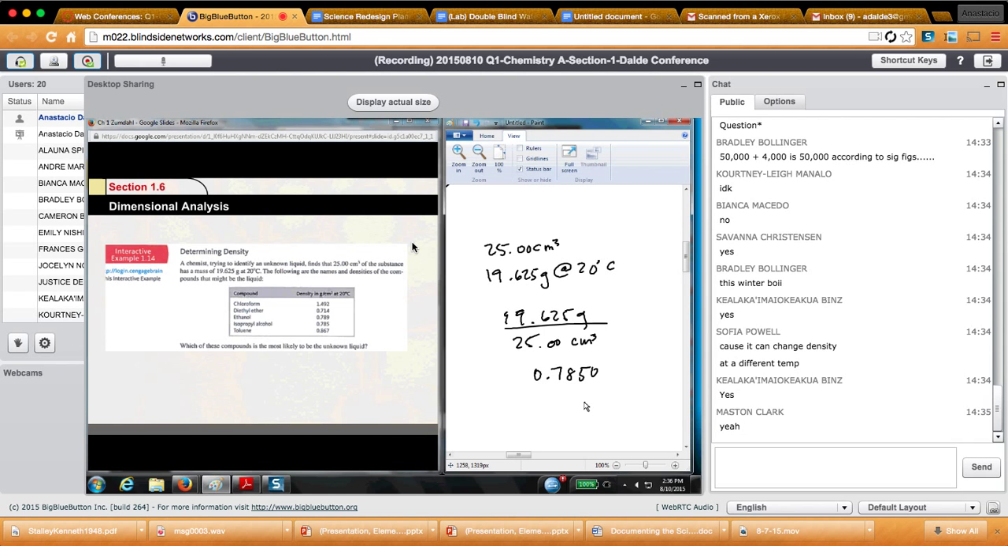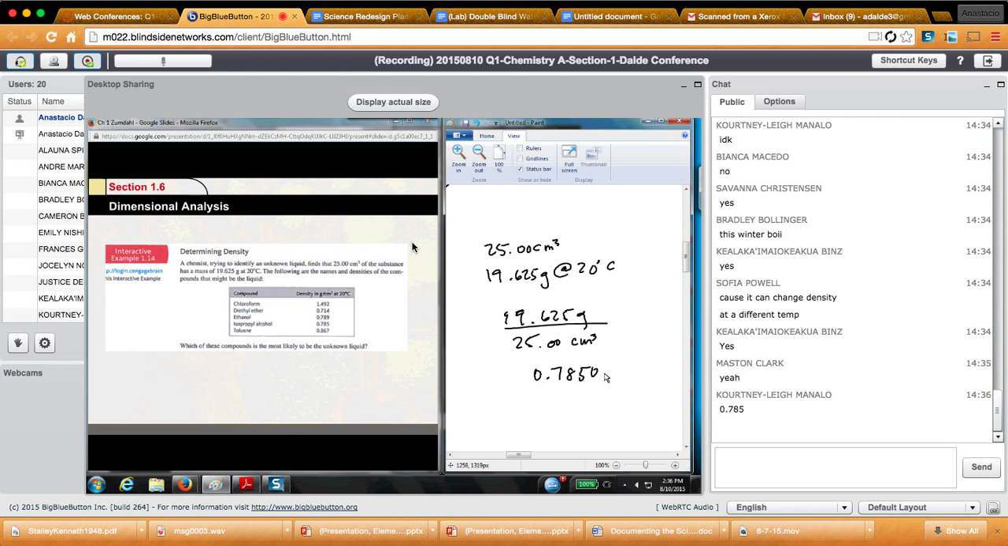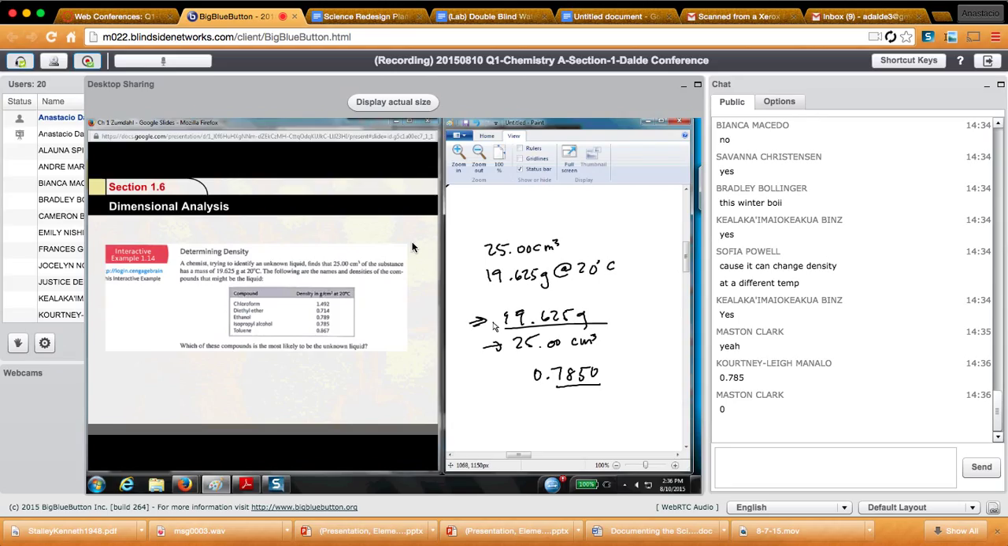0.7850. And I would write down exactly that, 0.7850, because there are 4 sig figs here and 5 sig figs here, so I would write down at least 4 sig figs. All right, 0.7850 means I must be dealing with isopropyl alcohol. That's some good stuff. All right. Now, you know what's really interesting?